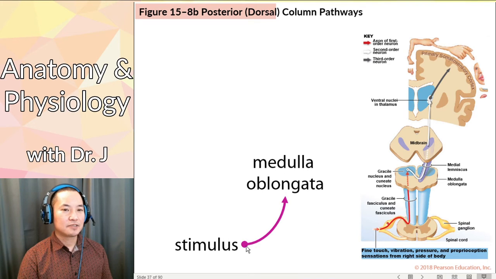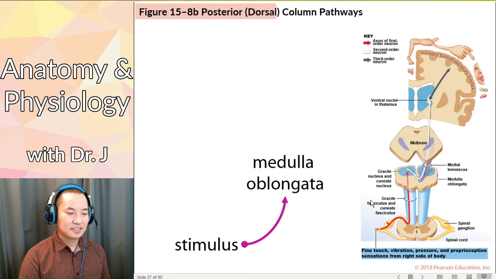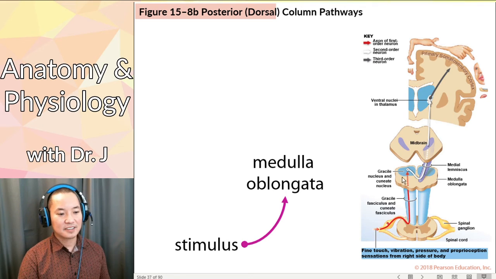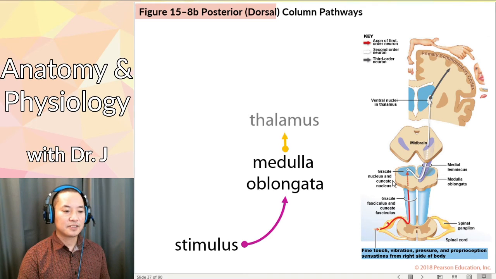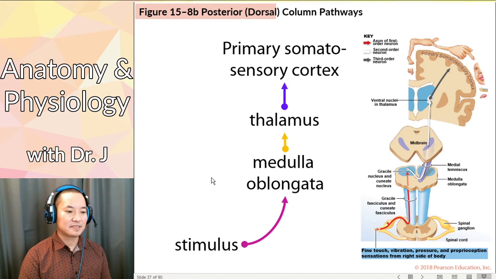Okay, posterior column. Again, the first order neuron is going from the stimulus to the medulla oblongata. So notice that it's actually not stopping at that spinal cord root right here. It's going up through that. So this is another difference between the spinothalamic and the posterior column. Instead of stopping here in the spinal cord, it actually goes all the way up into the medulla oblongata. That's the first order neuron, then it goes to the thalamus, and then it goes to the primary somatosensory cortex. So again, 1, 2, 3. First, second, third.